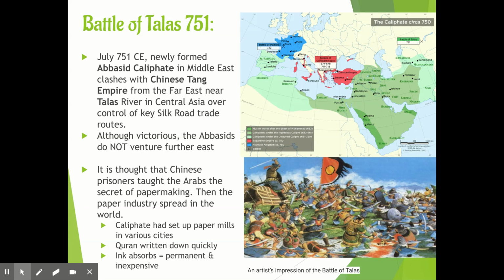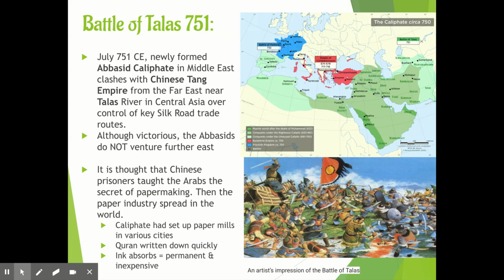Although the Abbasids win the battle, they don't really pursue expansion because they got something far more valuable out of this conflict, and that was the ability to make paper. It is believed that the Abbasid dynasty was able to capture several Chinese prisoners and force them into telling them the secrets of paper making. This is going to be incredibly important during the Abbasid dynasty because it's here where the paper industry is going to completely expand. The Caliphate is going to set up paper mills in all of these different cities, and unlike the Chinese, for whom paper was more something used by the elite, in the Arab Caliphate it's going to be used by everybody.